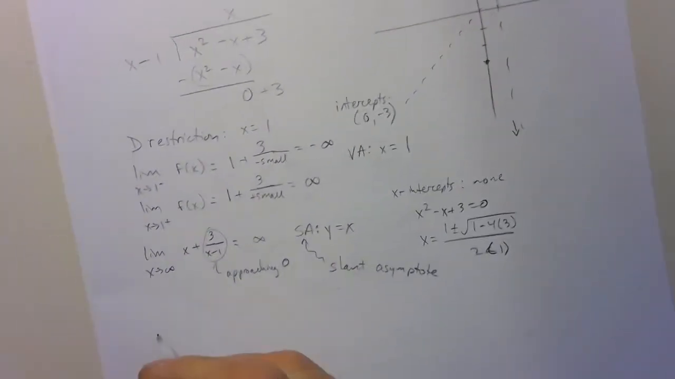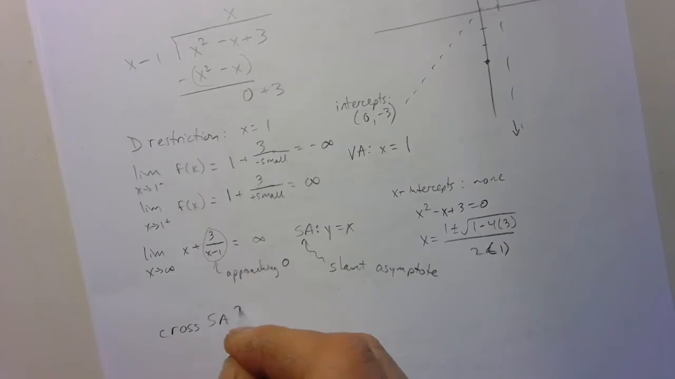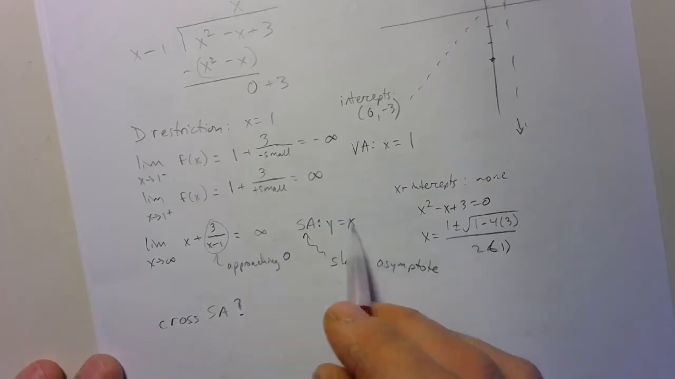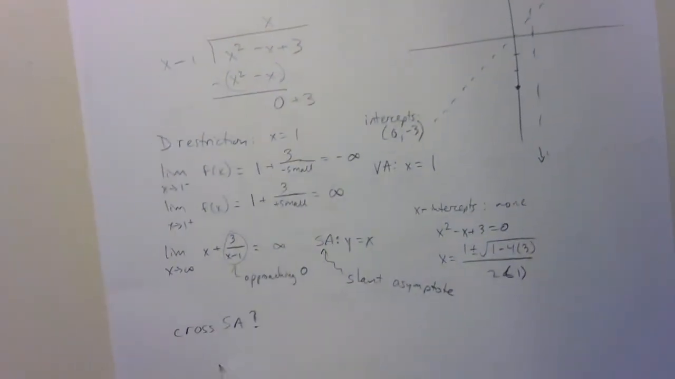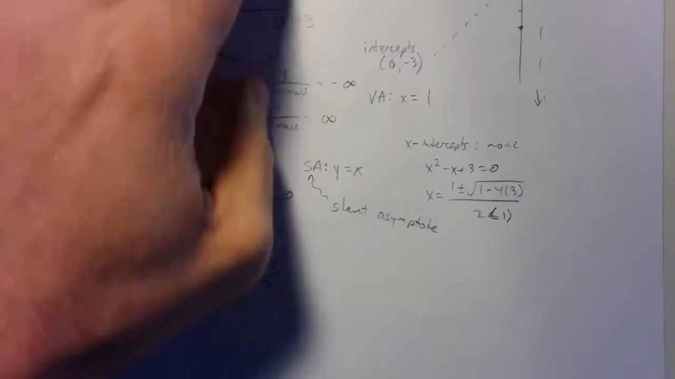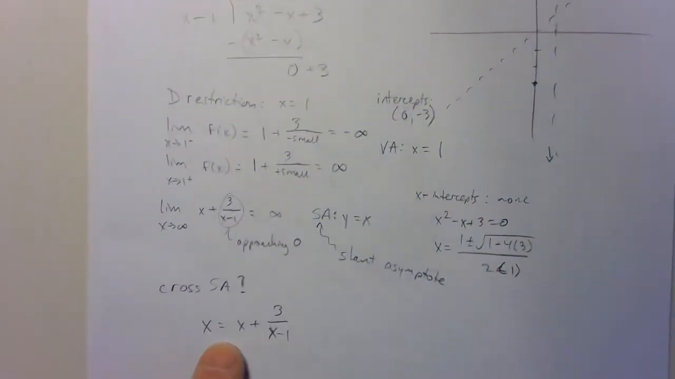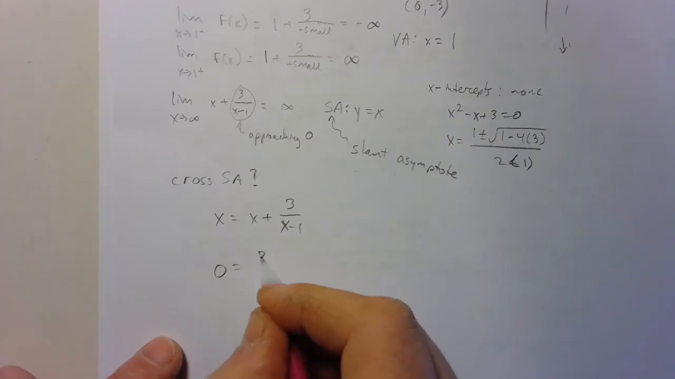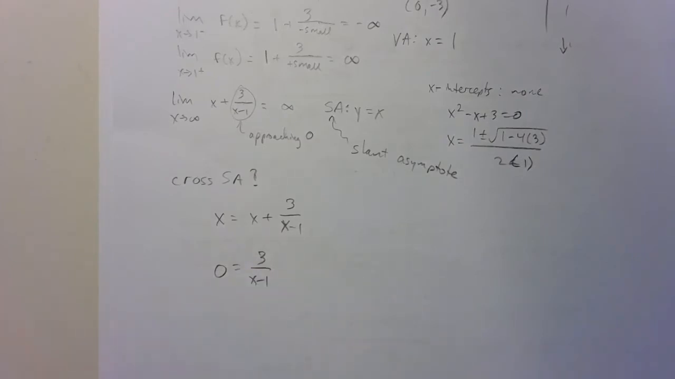Let's see, what else do we have? Oh, do we cross? Just like we did with the horizontal asymptote, we're going to check if it crosses the slant asymptote. And what does that mean? Well, there's our slant asymptote, y equals x, and there's our equation right here. So basically, can the slant asymptote equal the actual equation? I'm not going to use this version right here. I guess I could, but it's actually easier to use the divided version because you'll have this part cancel out. Can this part equal 0? No, it can't. So the answer is no. There's no time that this 3 over x minus 1 is going to equal 0. It might approach 0, but it's not going to actually equal 0.